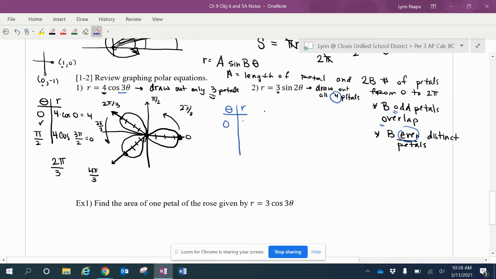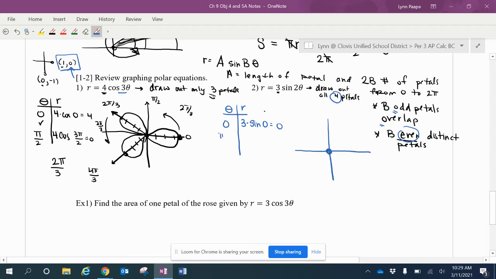So I'm going to put in 0. So that would be 3 times the sine of 2 times 0, which would be 0. So I'm going to refer back to here, sine being my y value. So 0 times 3 would just be 0. So my first point is at the pole, so (0, 0).